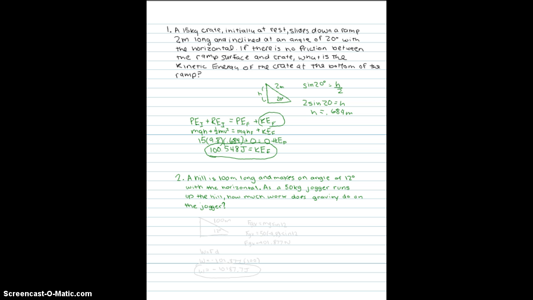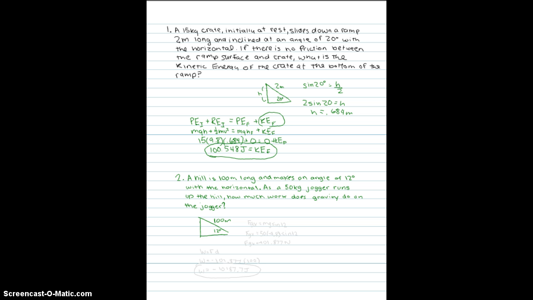Alright, so our second example is a hill is 100 meters long and makes an angle of 12 degrees with a horizontal. As a 50 kilogram jogger runs up the hill, how much work does the gravity do on the jogger? So first we're going to draw a nice little hill, 100 meters long, 12 degrees, and what we're trying to do right here is find the force of gravity in the x direction.